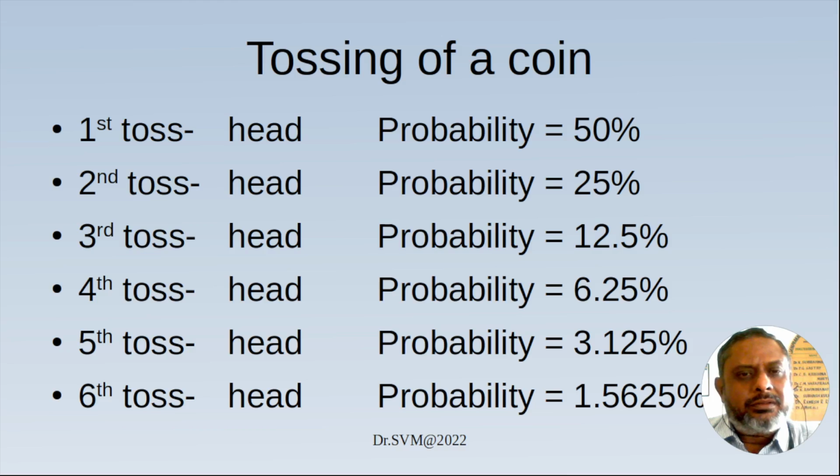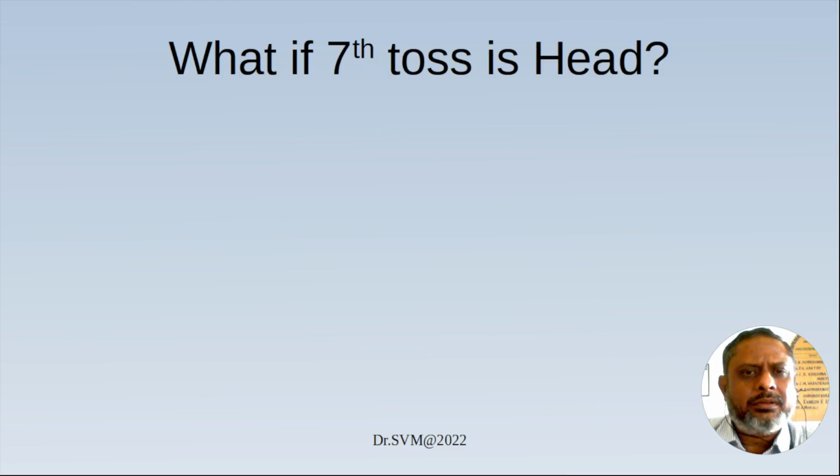Now, first toss is head, second toss is head, third is head, fourth is head, fifth is head. So I think there's something wrong with the system. At least somewhere out of 6 tosses there could have been a tail, but we are consistently getting head and head and head and head. You may think there is some problem with our system, or no, I don't know. So let me continue and see what would happen.